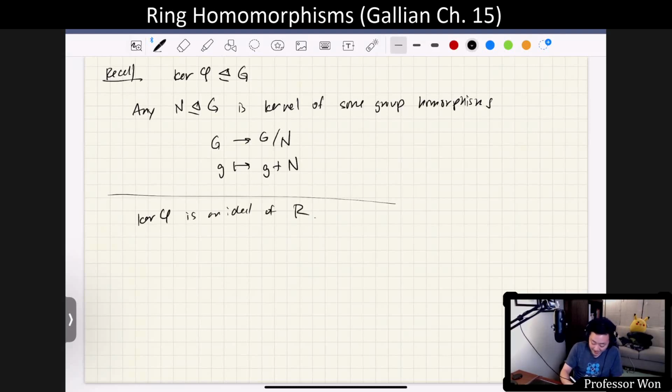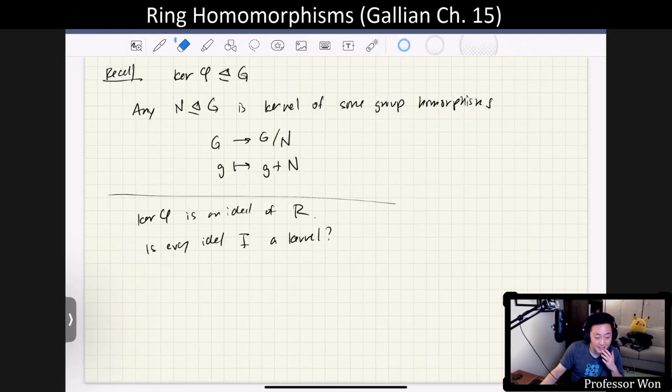So you could ask, is every ideal I a kernel? Hopefully, if you're following this analogy, it's believable that every ideal I should be the kernel of some ring homomorphism, and we should even be able to guess what that ring homomorphism is. It's the projection homomorphism to the corresponding quotient ring.